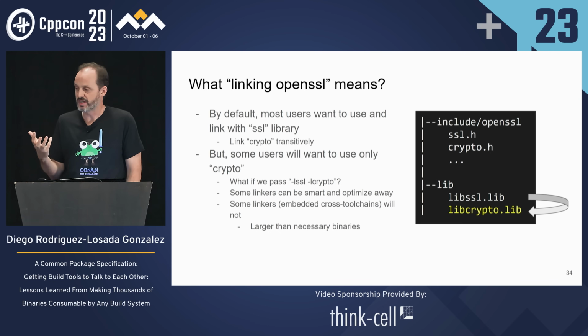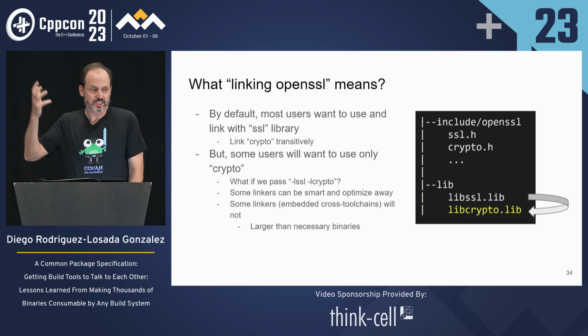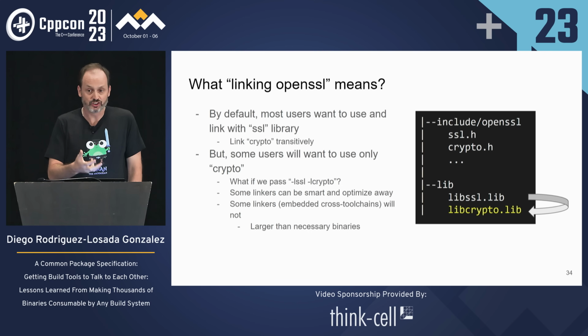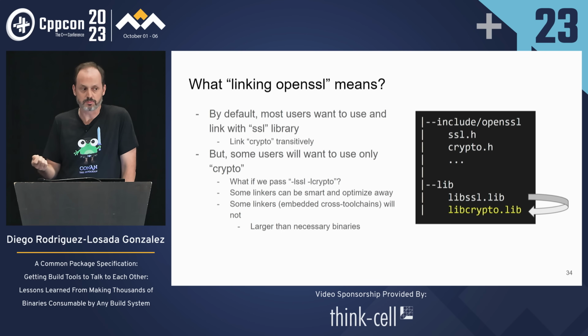But if I don't have a specification for this, the best a package specification could do for OpenSSL is inject both of them, -lssl, -lcrypto. Some linkers might be smart enough to optimize that away, but some other linkers are not.